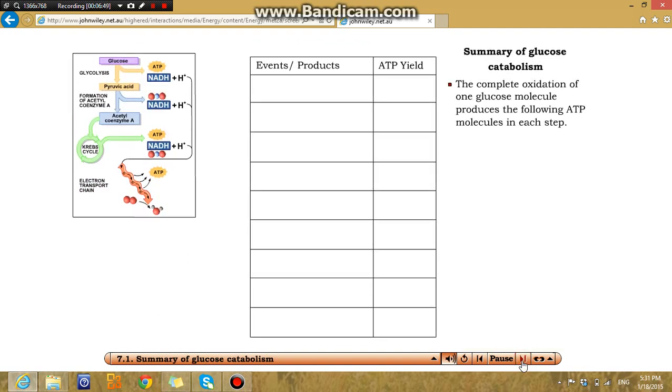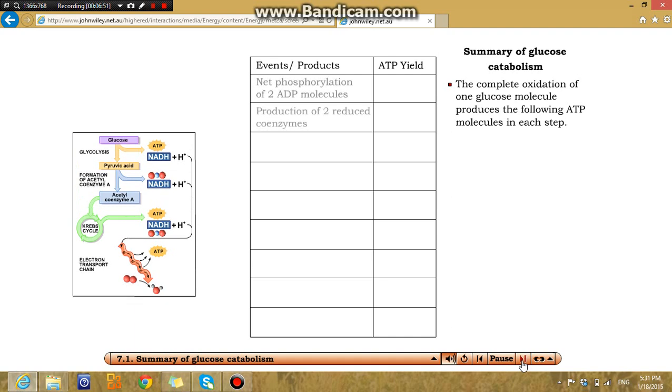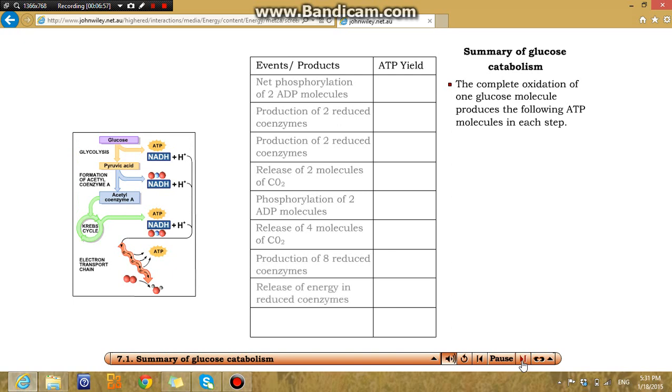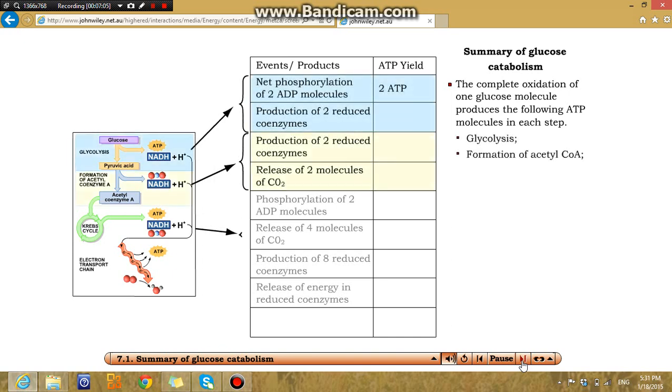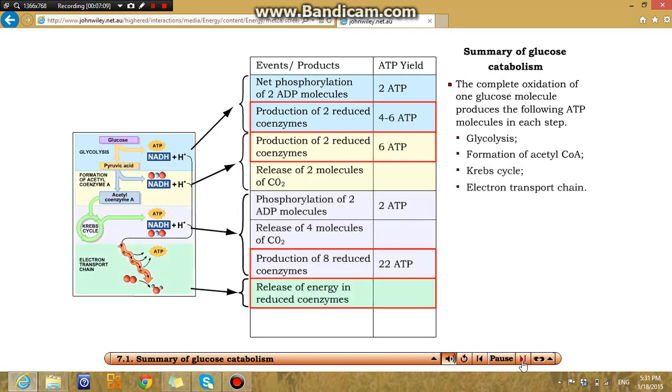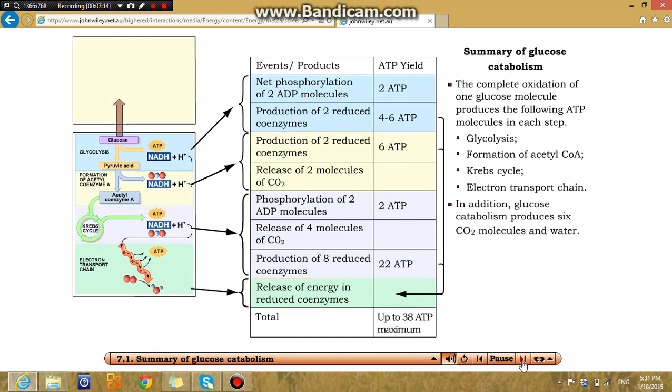The goal of glucose catabolism is to harvest energy from fuel molecules to produce ATP. In turn, the energy in ATP is used by the cell to perform its work. Other products of glucose catabolism include the production of water and 6 carbon dioxide molecules.